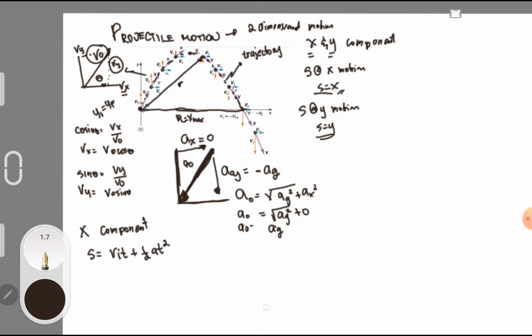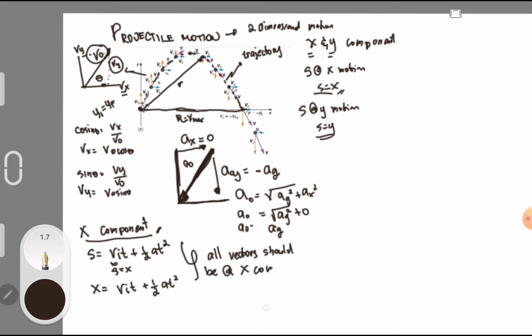So since I have the X component, my S will be equal to X. So therefore, I have X is equal to ViT plus 1/2 at squared. Ang secret nito is that if you are solving for your X component, or your horizontal component, all of the vectors should be at X component. All vectors should be at X component.